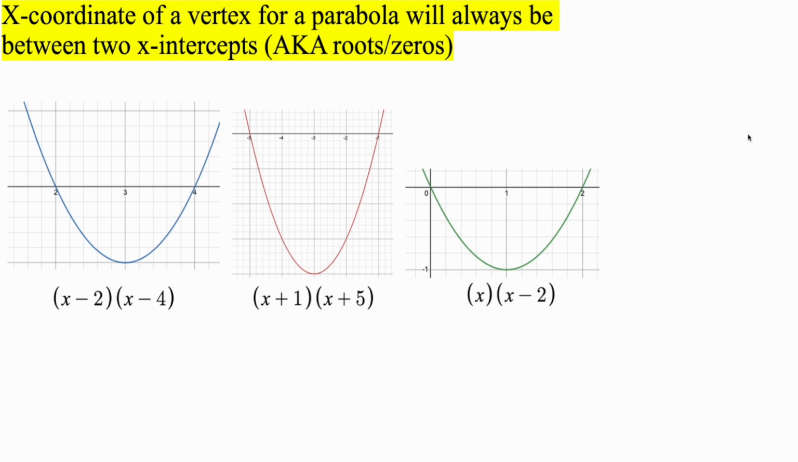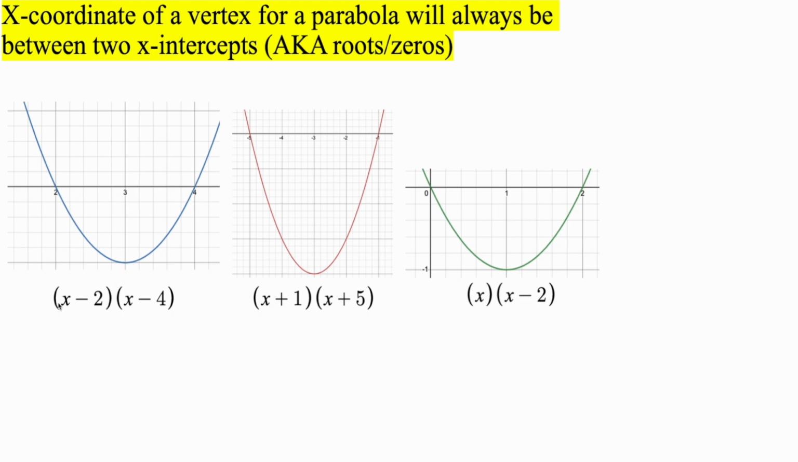Okay, in this video, we're going to determine vertex given x-intercepts. So here we have a graph, and we see the x-intercept is 2, and the other x-intercept is 4. And this is an important rule. The x-coordinate of a vertex for a parabola will always be between the two intercepts. And so it's just the average. So visually, we see that the x-coordinate would be a 3.